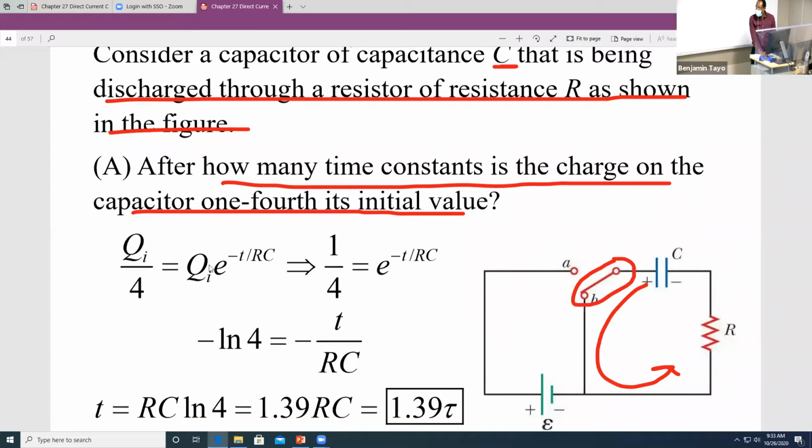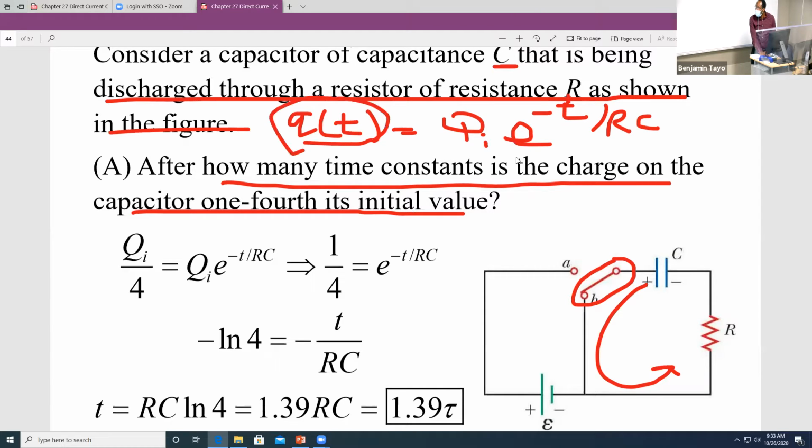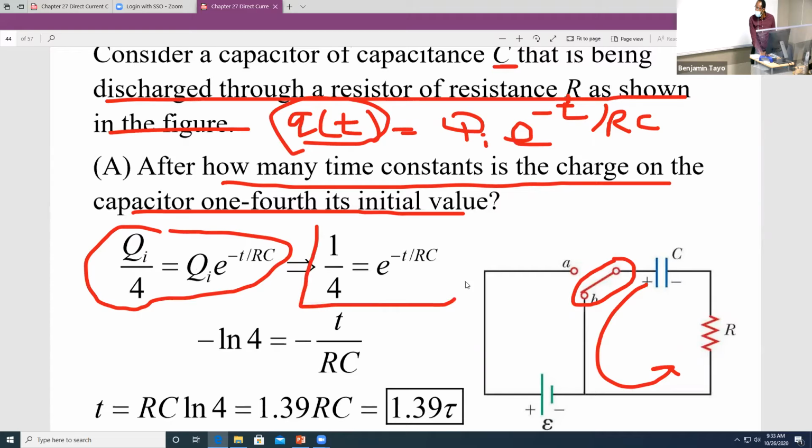Now, if you remember, we said that when you discharge a capacitor, Q as a function of time is equal to Q_i times e to the negative t over R times C. So you want this charge to be equal to 1/4 of this maximum value. So you want this to be Q_i over 4. So if you have Q_i over 4 equal to that, you rearrange this equation, you get this.